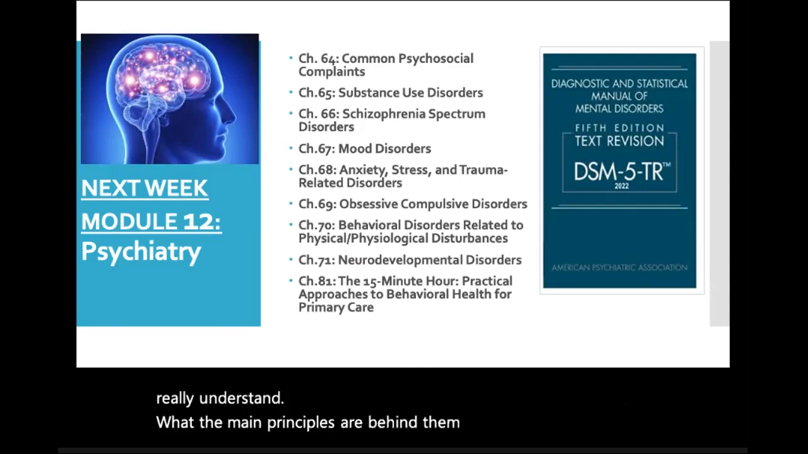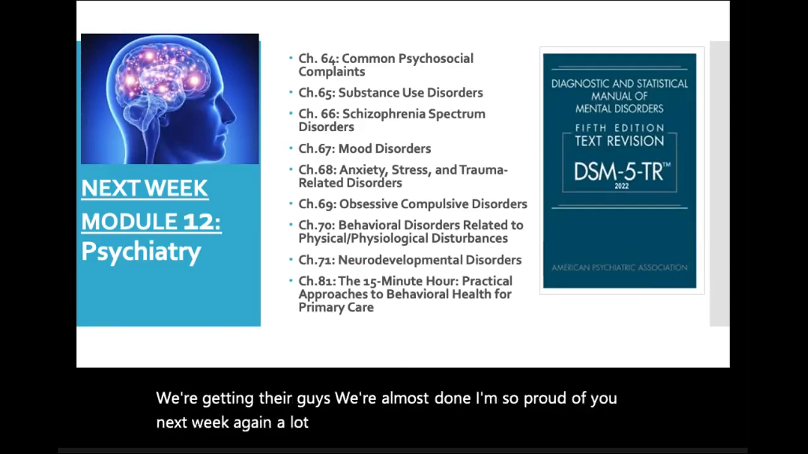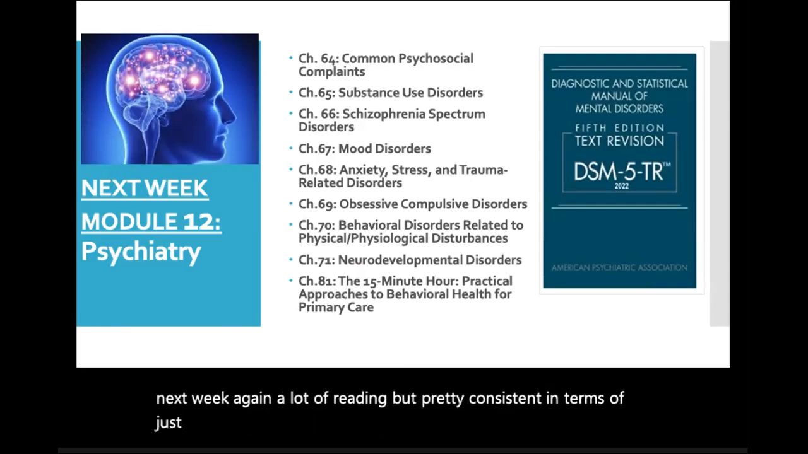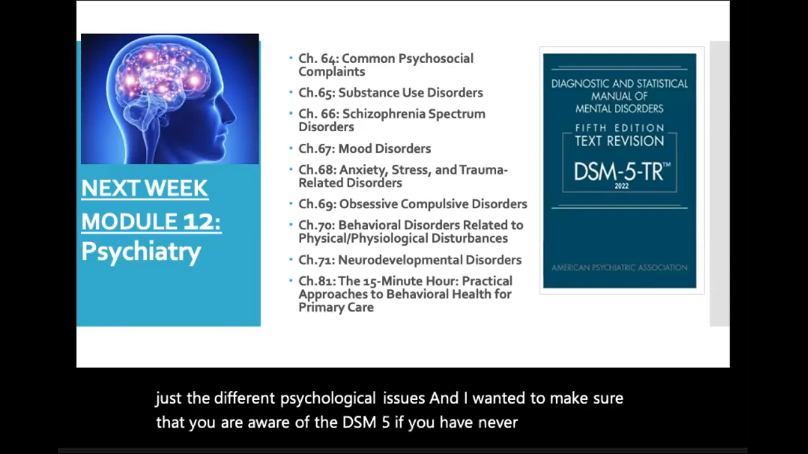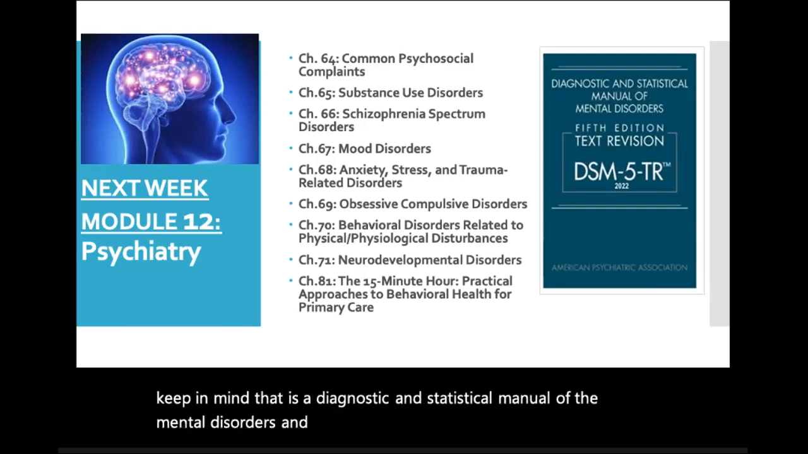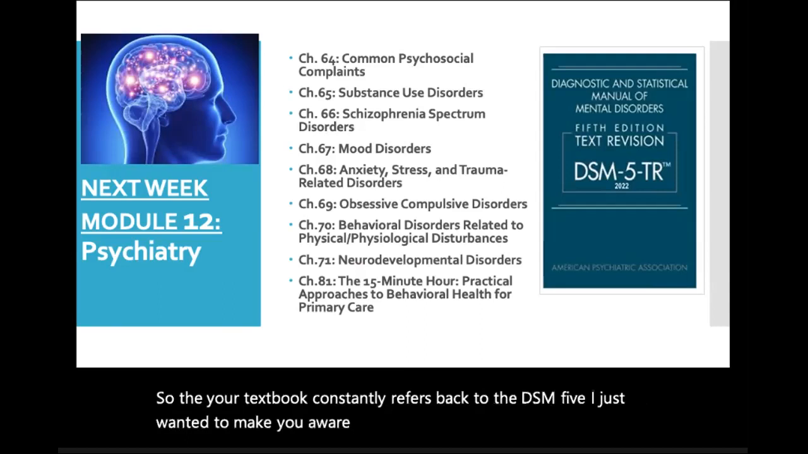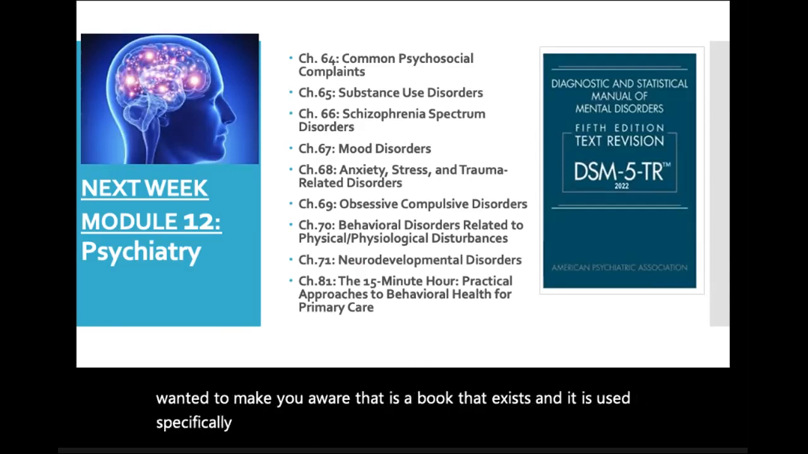Next week is module 12. We're getting there, guys. We're almost done. I'm so proud of you. Next week, again, a lot of reading, but pretty consistent in terms of just the different psychological issues. And I wanted to make sure that you are aware of the DSM-5. If you have never heard of that, just keep in mind that it is the Diagnostic and Statistical Manual of Mental Disorders, and it basically holds all the codes of diagnoses. It's a classification system. So your textbook constantly refers back to the DSM-5. I just wanted to make you aware that that is a book that exists, and it is used specifically to diagnose mental disorders. Okay.